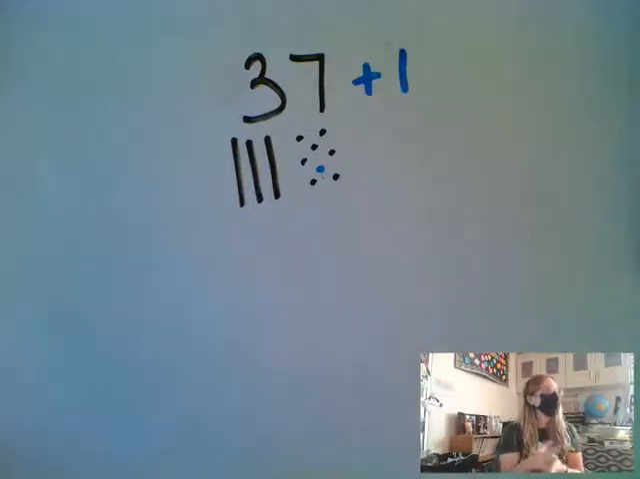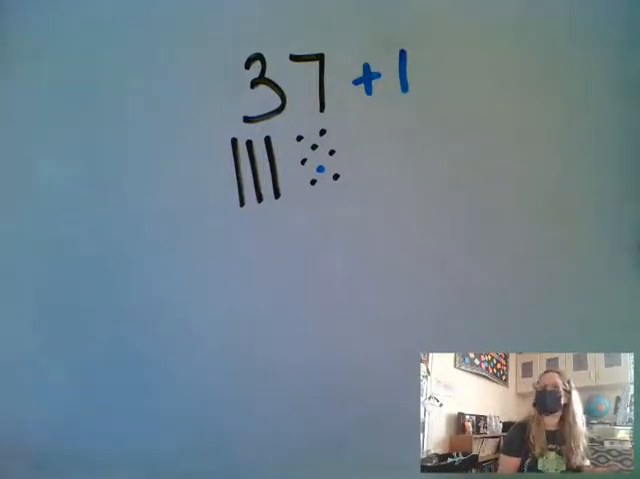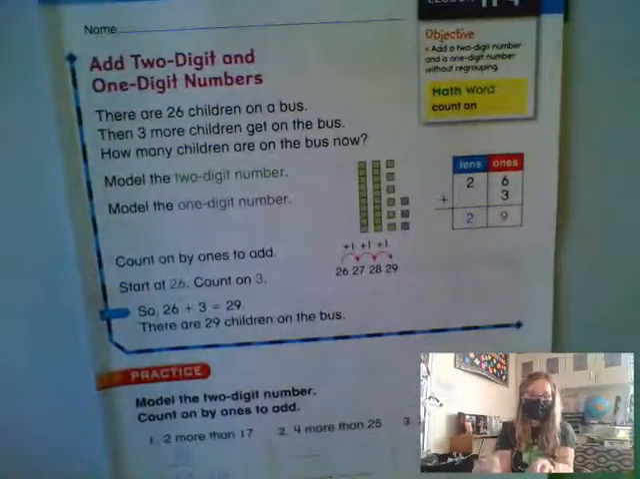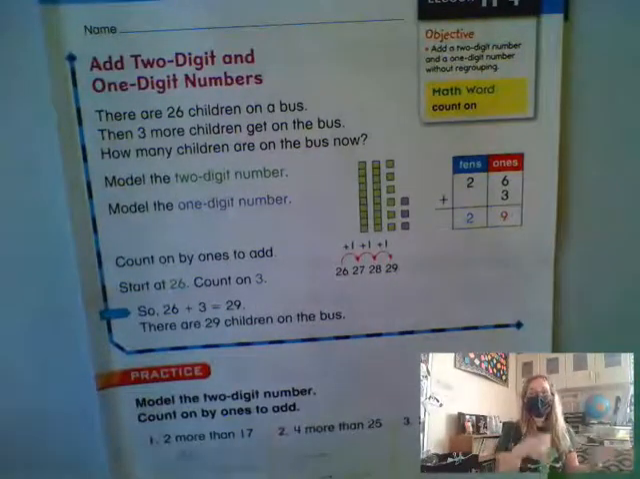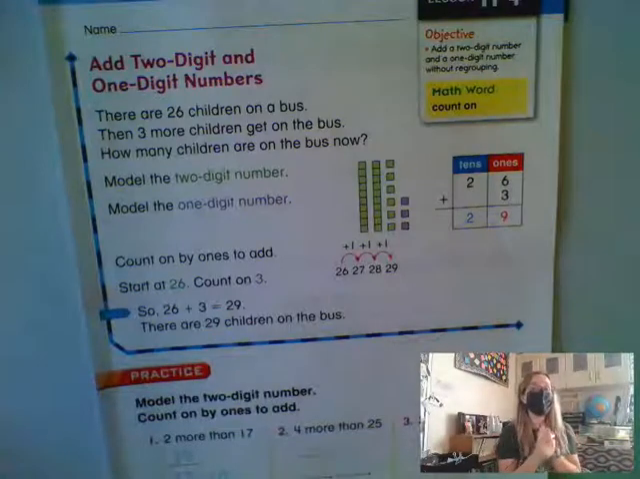So we've been looking at adding tens. Now we're going to talk about just adding one more at a time. Easy peasy. So let's go now to our workbook, page 419. And it says here at the top, add 2-digit and 1-digit numbers.